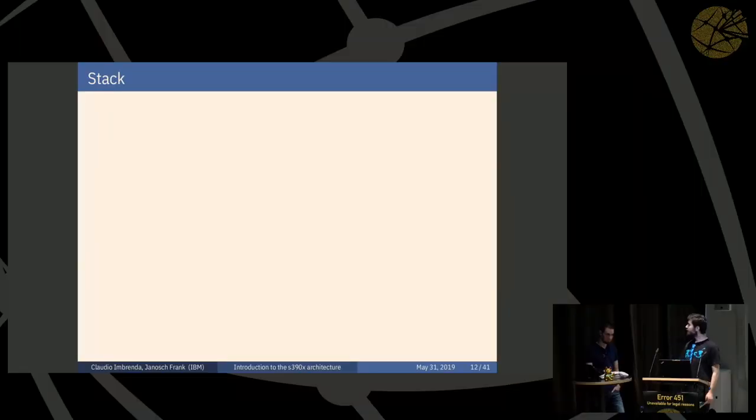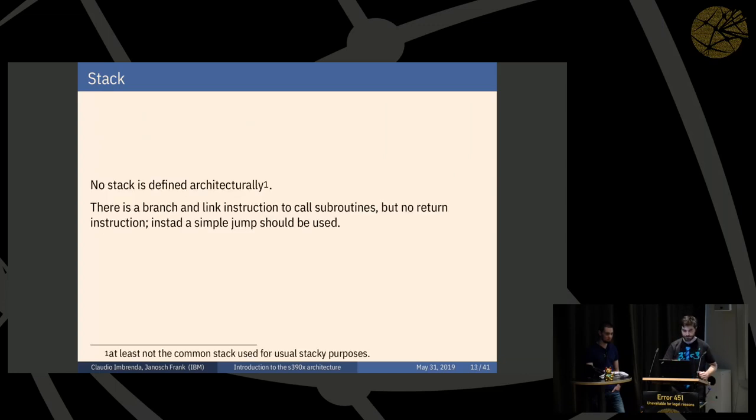Stack. Every architecture has a stack, right? It's like push, pop, you know, for passing parameters. No. We don't have a stack architecturally. It's just an ABI convention on Linux. I think we use register 14, 15, one of those, as a stack pointer, but you can use anything.